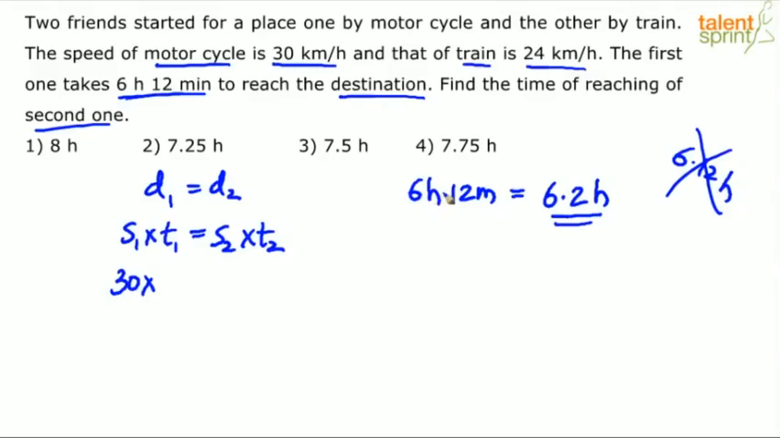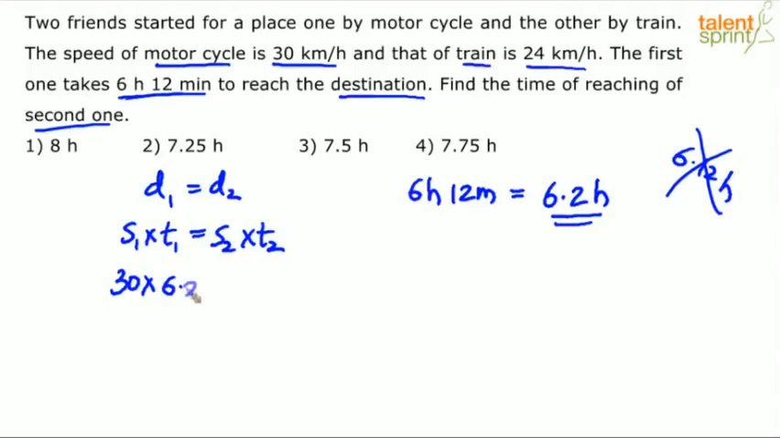It is not 6.12 hours. It is 6.2 hours. 12 minutes is 0.2 of an hour. You getting it? 6 minutes is 1/10 of an hour, 12 minutes is 2/10 of an hour, right? 2/10 is 0.2. So substitute 6.2 here.